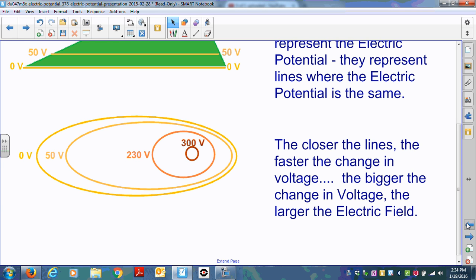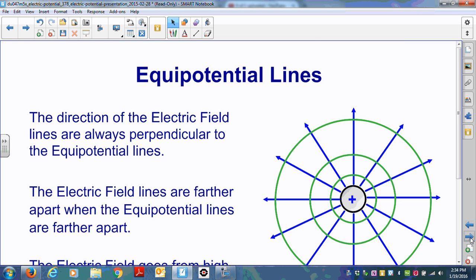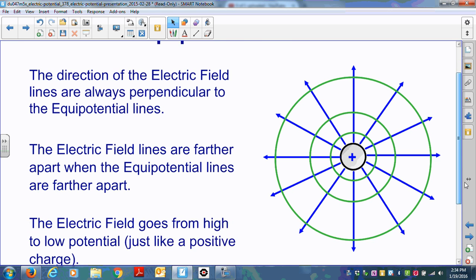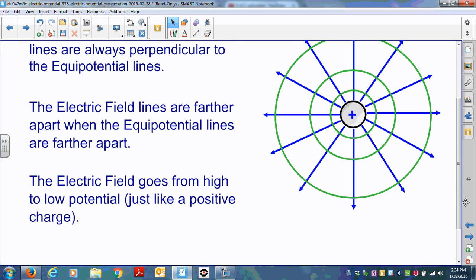It turns out that when you find these potential lines, the electric field lines are drawn perpendicular to them. The direction of the electric field lines is always perpendicular to the equipotential lines. The electric field lines are farther apart when the equipotential lines are farther apart. The electric field goes from high to low potential, just like a positive charge.